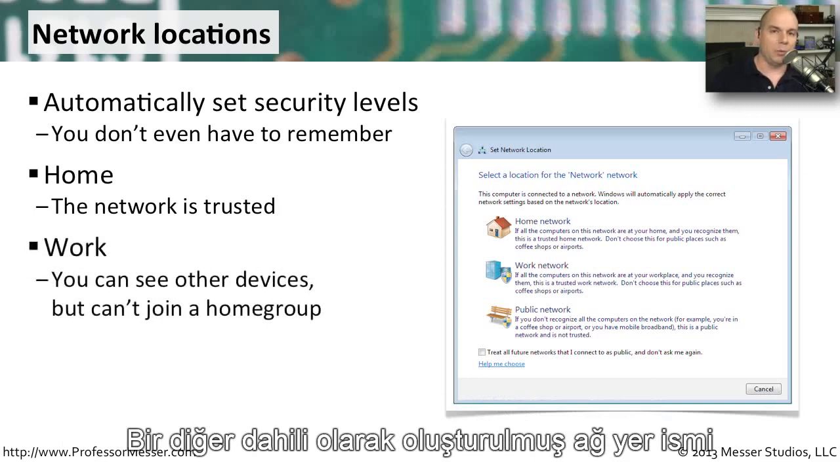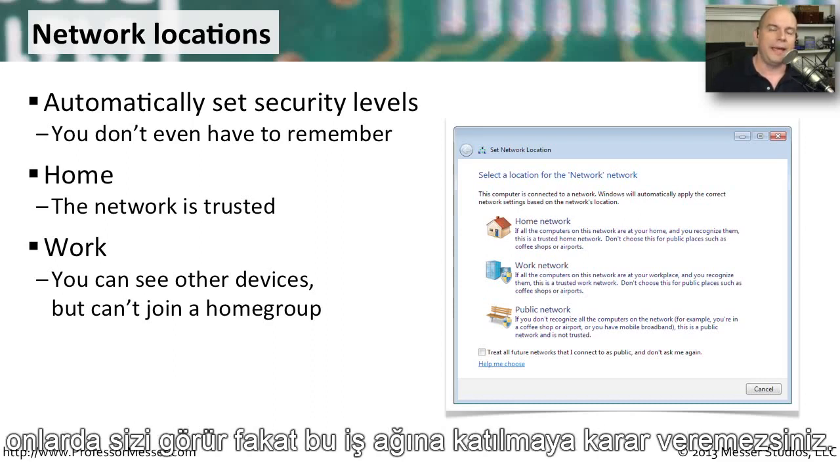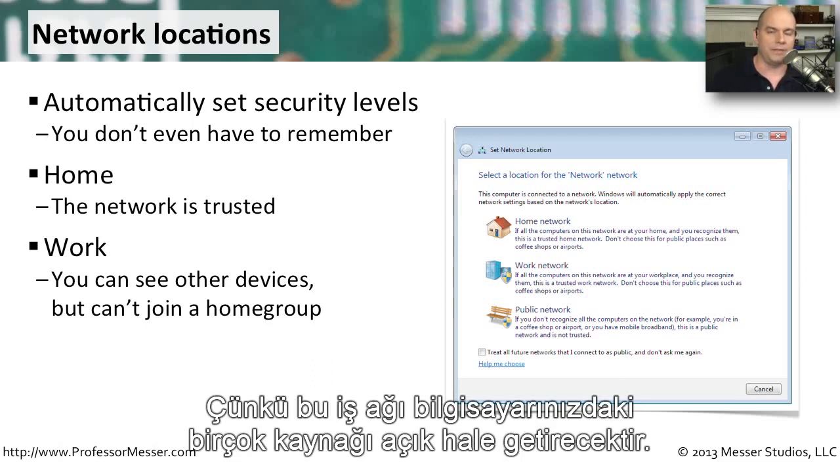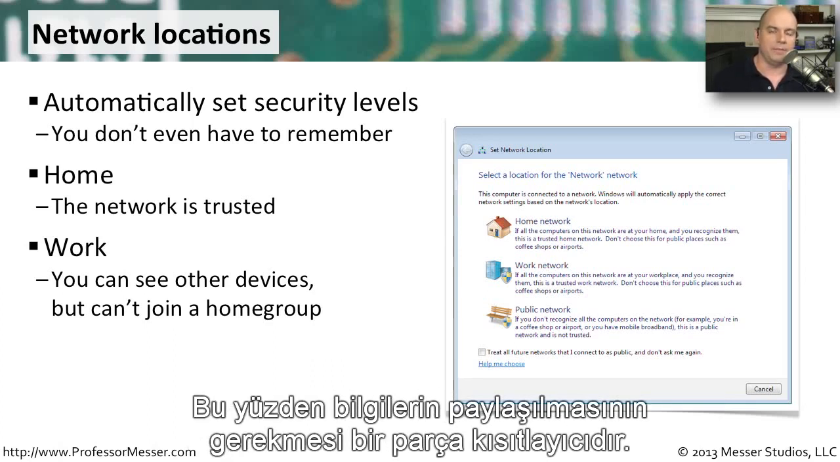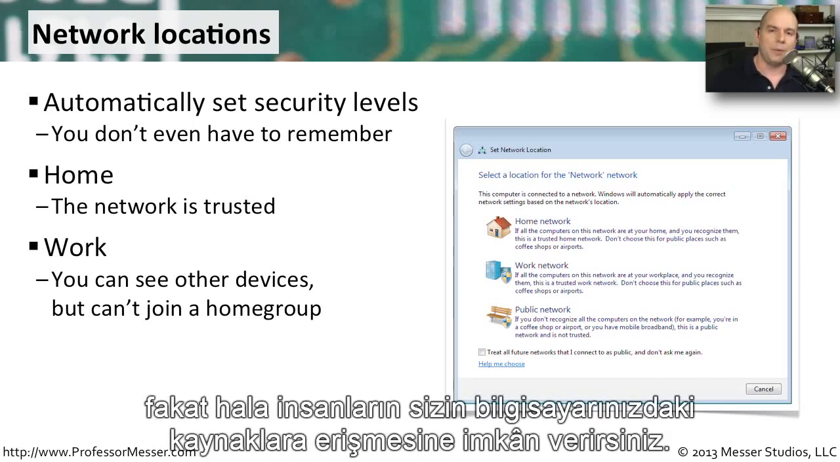There's another built-in network location called the work network, where you can see all of the other devices on your network and they can see you, but you can't decide to join a workgroup, which would open up a lot of resources available on your computer. So it's a little more restrictive from a sharing of information. It requires that you perform some extra steps, but it still allows people access to the resources on your computer.